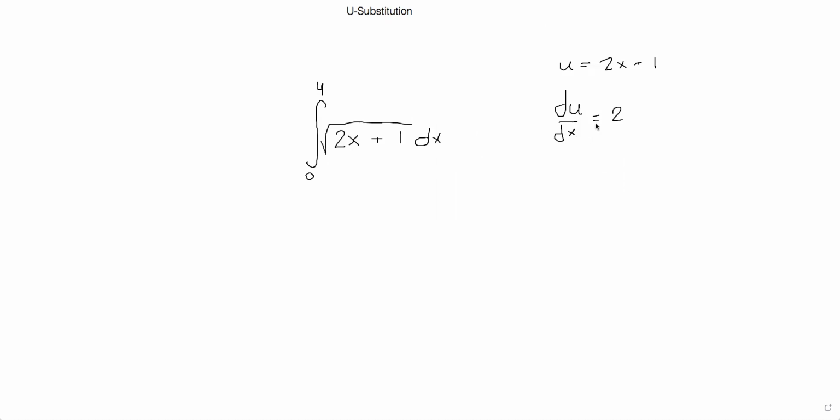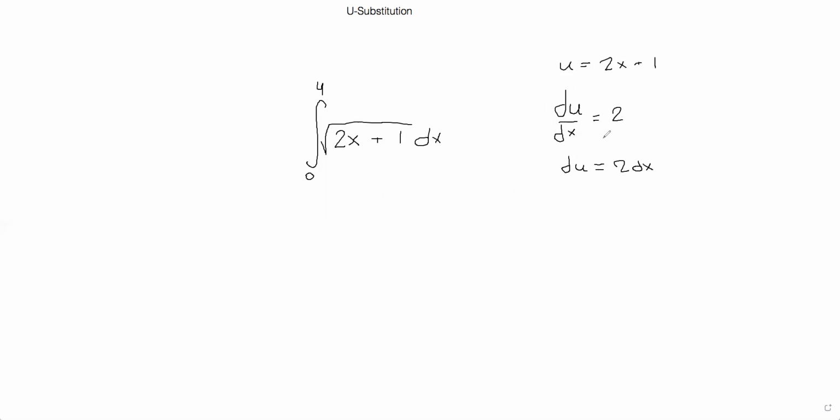So how do we account for the fact that we have a 2 right here, but not in the integral, not outside of the radical? I mean, we have a 2 right there, obviously, but we really need to have one outside of the radical, and we don't. How do we account for that fact? I am so glad you asked. So I'm going to modify this differential equation the way we're used to. I'm going to multiply both sides by dx. So then we get du is going to be 2 times dx.